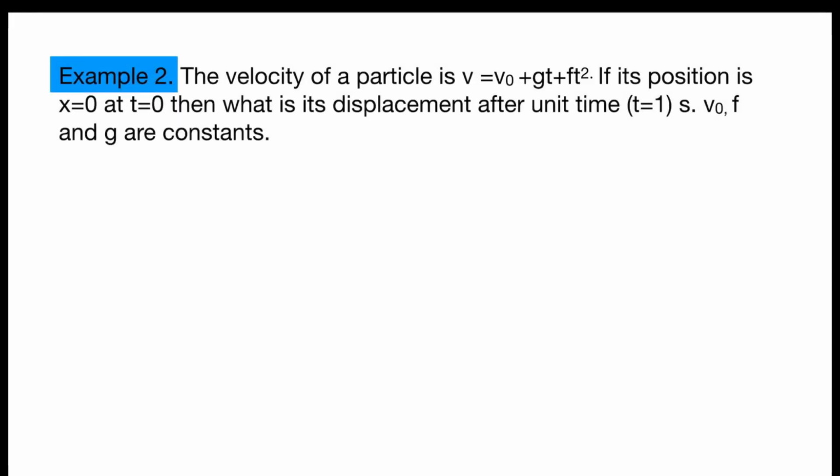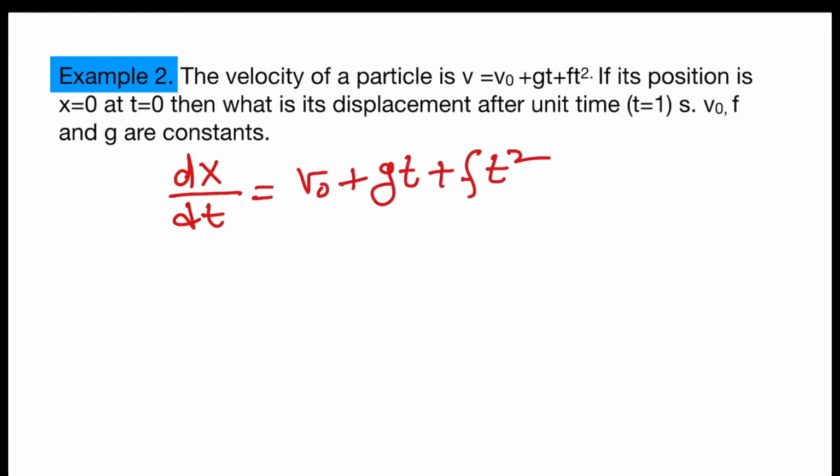In this case, the velocity of the particle is a function of time, and it's given that the position at t equal to 0 was x equal to 0. Now we have to find out the displacement after time t equal to 1 second, and v0, g and f are constants. So here velocity can be written in the form of displacement, dx by dt, and this is equal to v0 plus gt plus ft square.